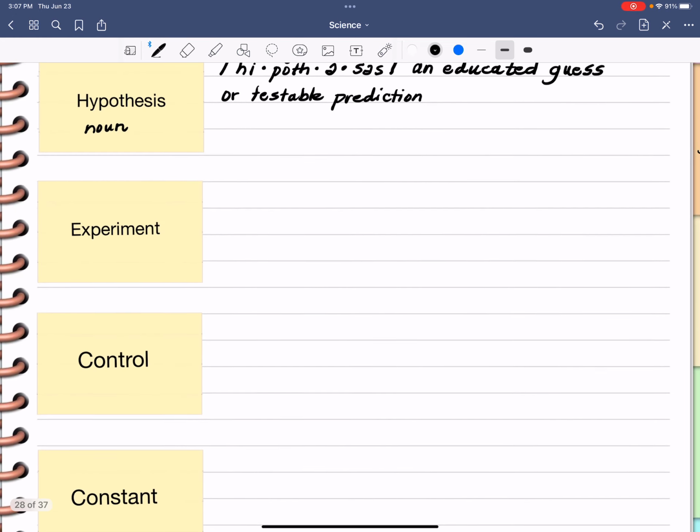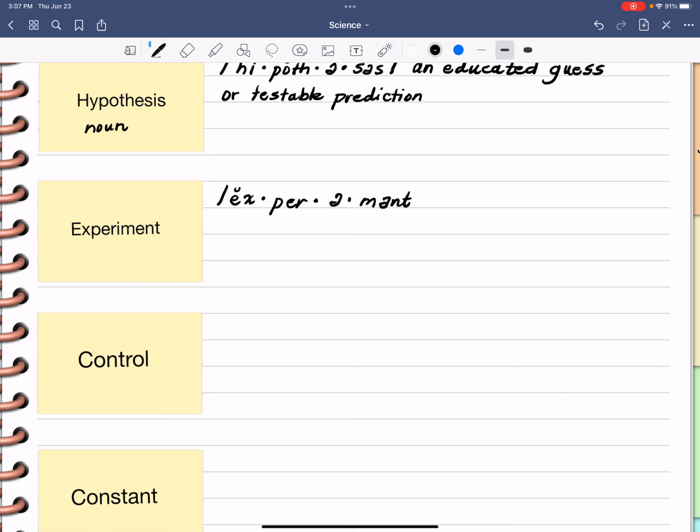The next word is experiment. I guess that's not dark enough, is it? So I have X. That says short E. Pair. That's an R-controlled vowel. Experiment. Experiment. 4 syllables. Experiment.